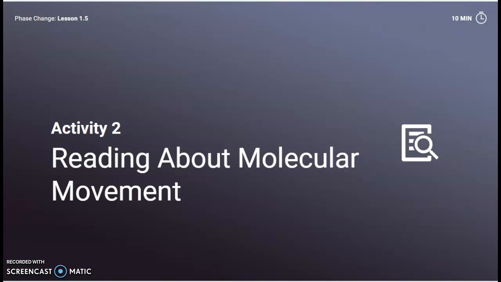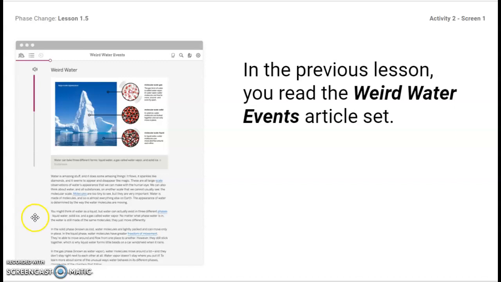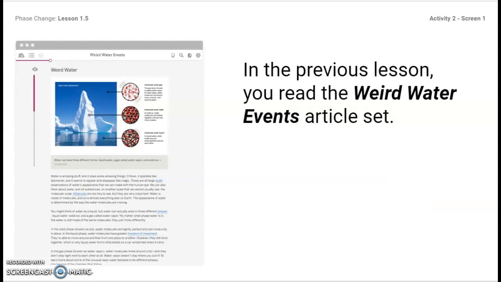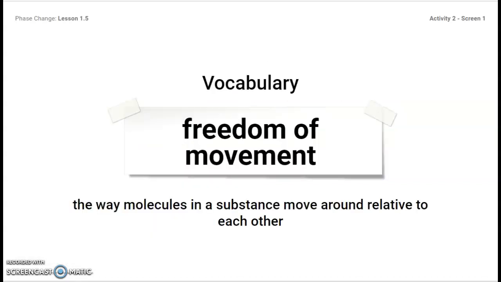Okay, we're going to go on to activity 2, which is reading about molecular movement. In the previous lesson, you read the Weird Water Events article set. So we are going to look at a few vocabulary words, and hopefully you remember that article. If you need to go back and look at that article, you're welcome to do that. You saw it in your warm-up today. So, freedom of movement. Freedom of movement means the way the molecules in a substance move around relative to each other. Is that what you wrote on your warm-up?